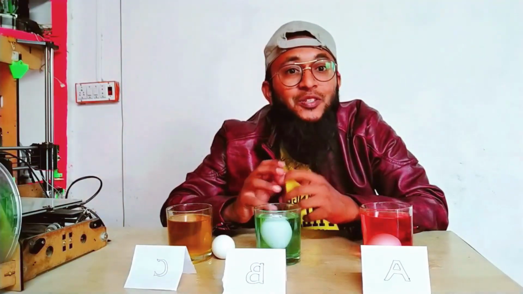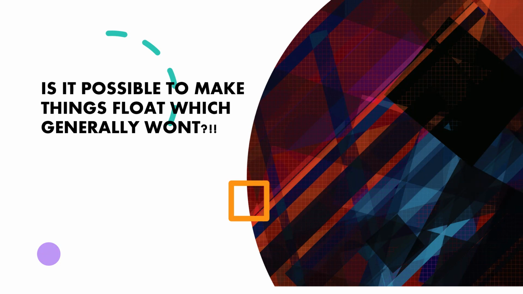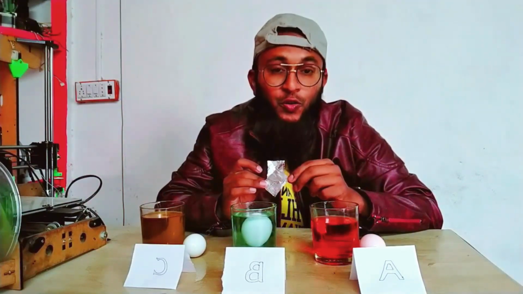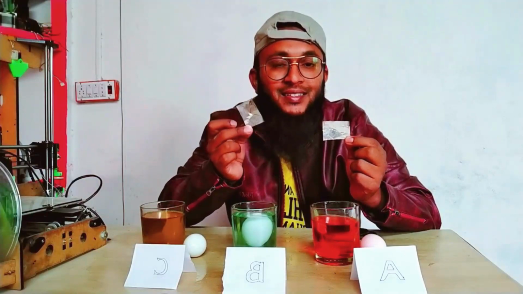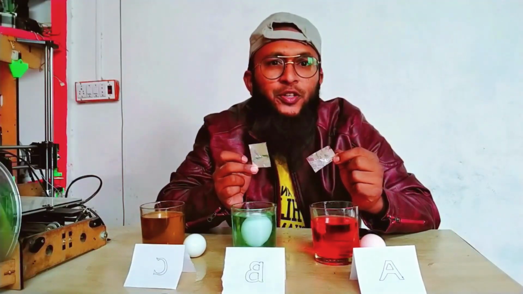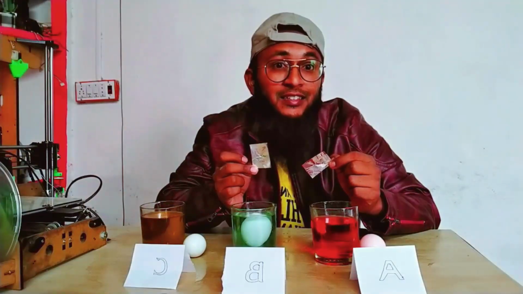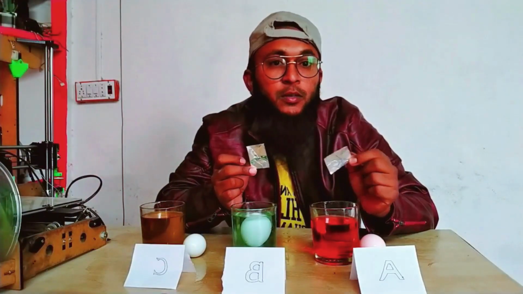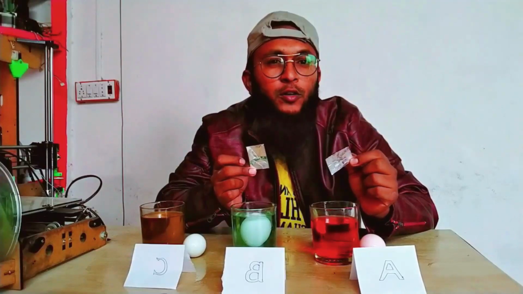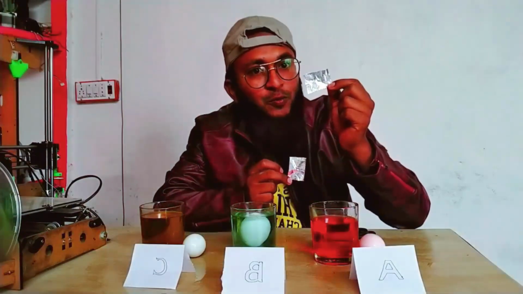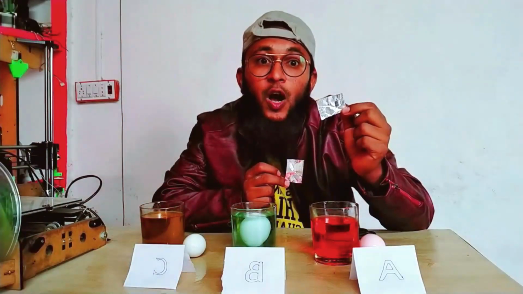Yeah. Now comes a tricky question. Is it possible to make an object float which generally doesn't? To find out how I can make the object float which generally doesn't, I took two aluminum foils of the same size, right? And I know the property of aluminum. Aluminum is a metal which has greater density than the water, right? That means the one which has greater density must sink. So let's find out whether this aluminum sheet is going to sink or float.